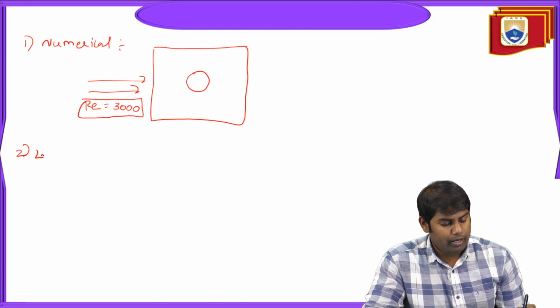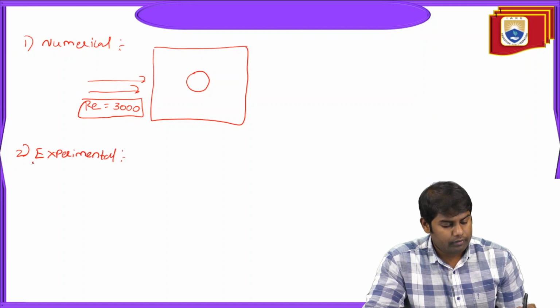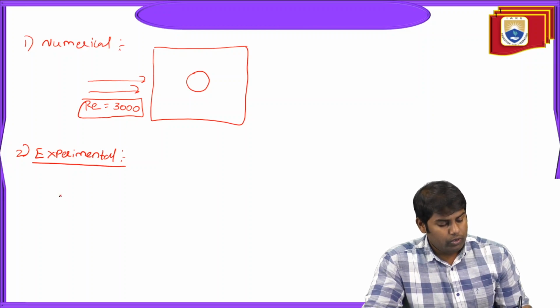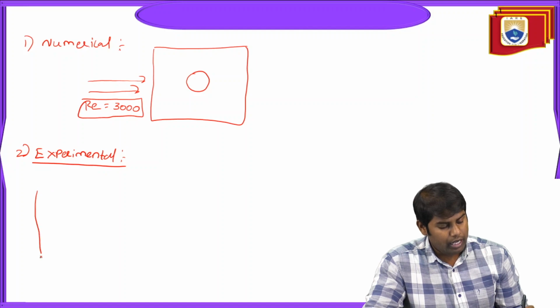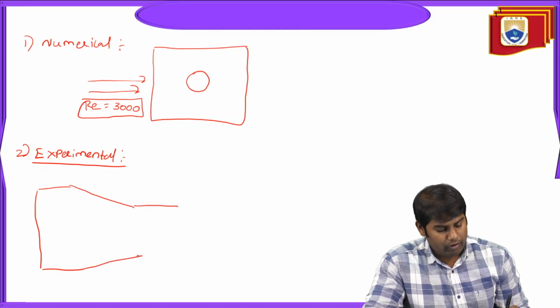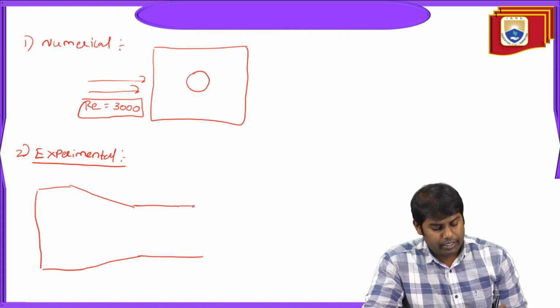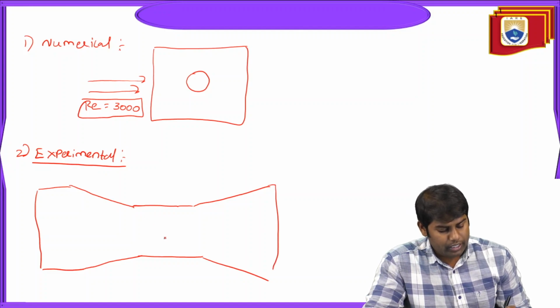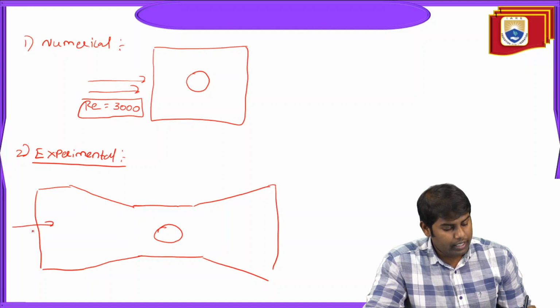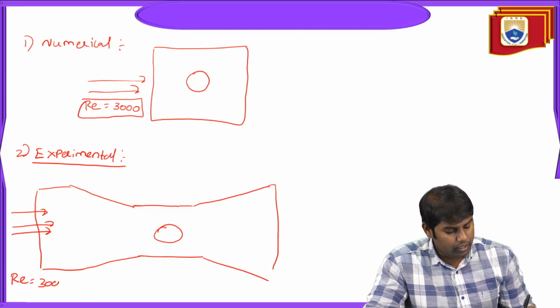Second, experimental. What do we have? Let us see the wind tunnel. Here first you will have the inlet and the settling chamber. Then you have the convergence section, and from here you have the test section. From the test section you have the diffuser, and this is the outlet. In the test section you will place the model, which is a circular cylinder. Here you will send the same flow with Reynolds number Re equal to 3000.